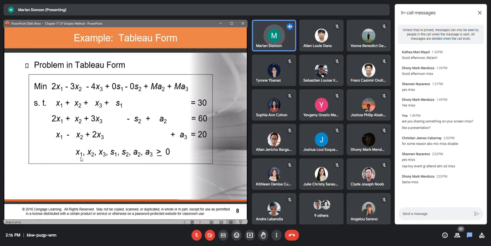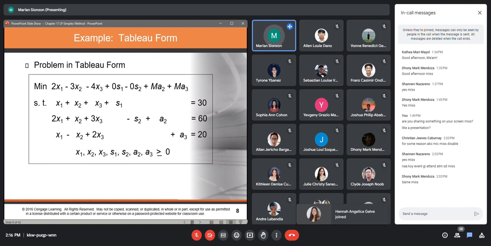Now, how many variables do you have? X sub 1, X sub 2, X sub 3, S sub 1, S sub 2, A sub 2, and A sub 3. Ganina, I mentioned A sub 1 and A sub 2. So, gilisan og A sub 2 and A sub 3 para dool ra second and this one is the third. Okay, it's actually immaterial. So, any questions at this point?